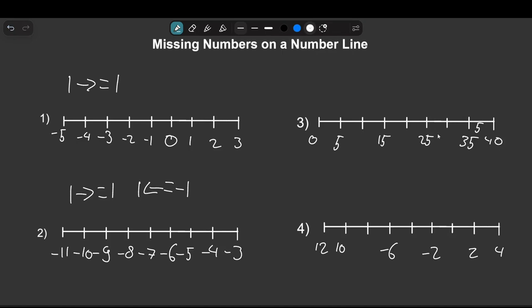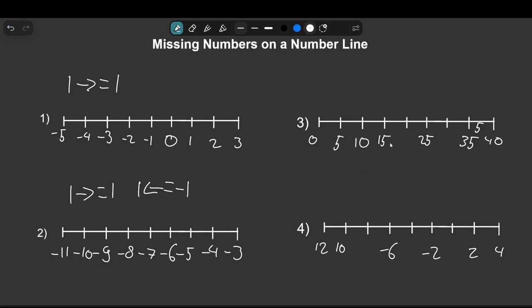So that means every space has a value of 5. So every step we go to the left will decrease the value by 5, and every step to the right will increase the value by 5. So we have 0, to the right 5, and then to the right we have to increase the value by 5 again. So 5 plus 5 equals 10.